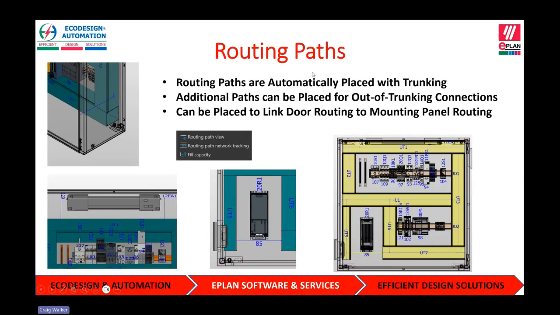Routing paths, again, as I said, can be a little bit confusing. They are automatically placed when you place down trunking. By clicking on view, routing path view, you can actually see the routing path. Sometimes it's a bit hard to see or a bit opaque, especially in 2026. So I click on fill capacity, which adds a little bit of an extra view, and you can see them quite clearly in here.